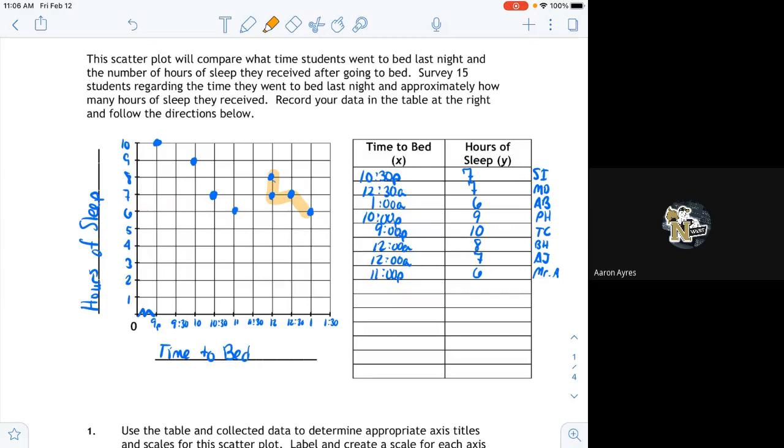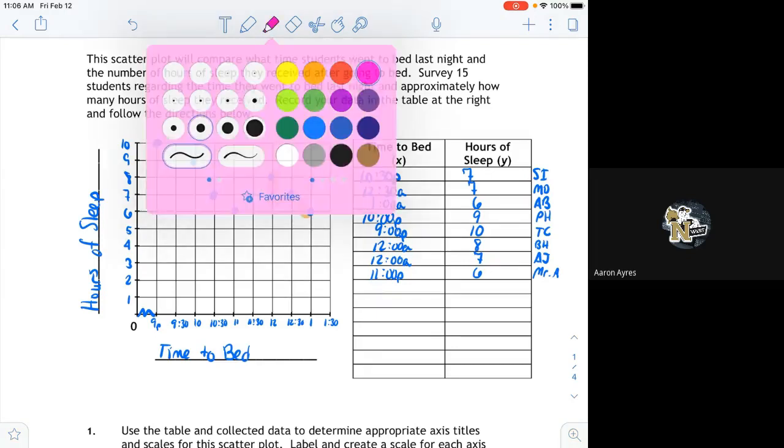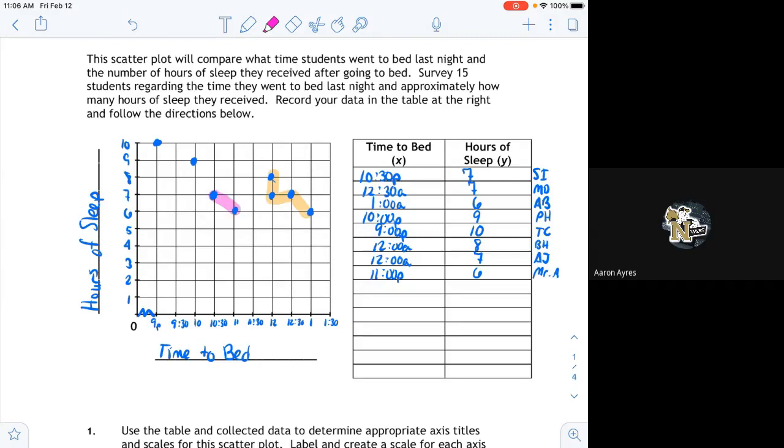Does that make sense? Okay. So then, by that nature, would there be another gap that we could identify on here too? Or not another gap, another cluster? Trevor? That one right there in pink?